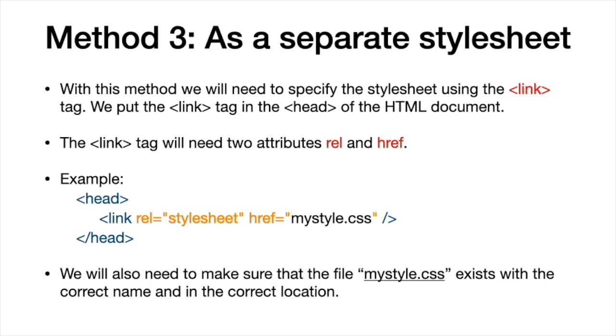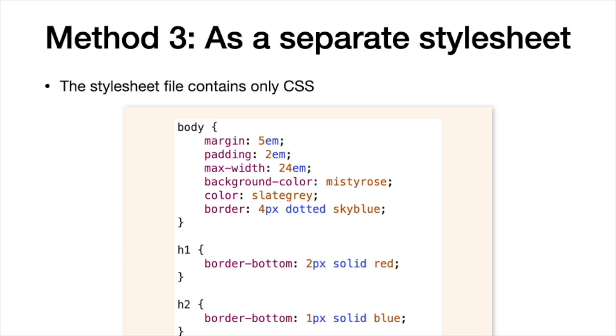We will also need to make sure that the file mystyle.css exists with the correct name and in the correct location. In method number 3, the style sheet will be a separate file and it will contain only CSS.